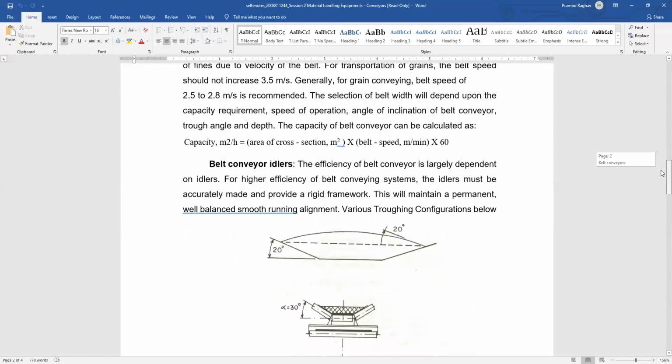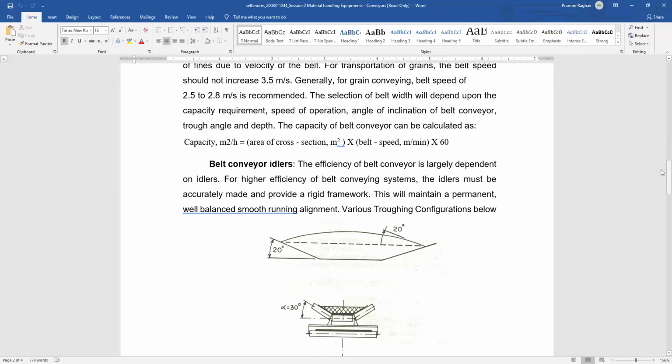And the capacity of the belt conveyor, how would you calculate the capacity? That is, what is the capacity of the belt conveyor? That will be as per the formula. Capacity will be in meter cube per hour. For that, we have to calculate the area of cross section in meter square into the belt speed into 60. So that will give us the capacity of the belt conveyor.